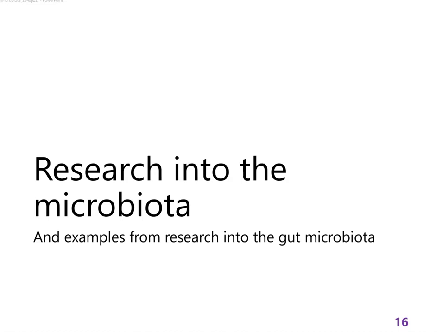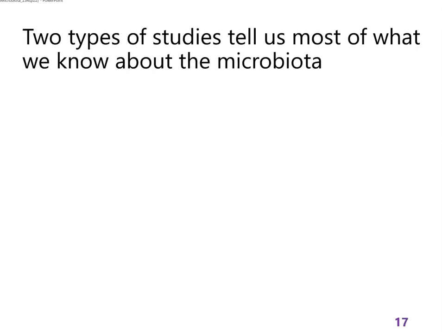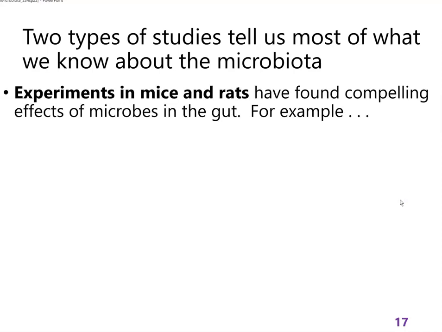I want you to understand the basic types of research that are done into the human microbiota so that you can understand where we're at and what the limitations are of studying it. So there are really two types of studies, and I'm going to show you some examples of them. The first type is animal experiments.